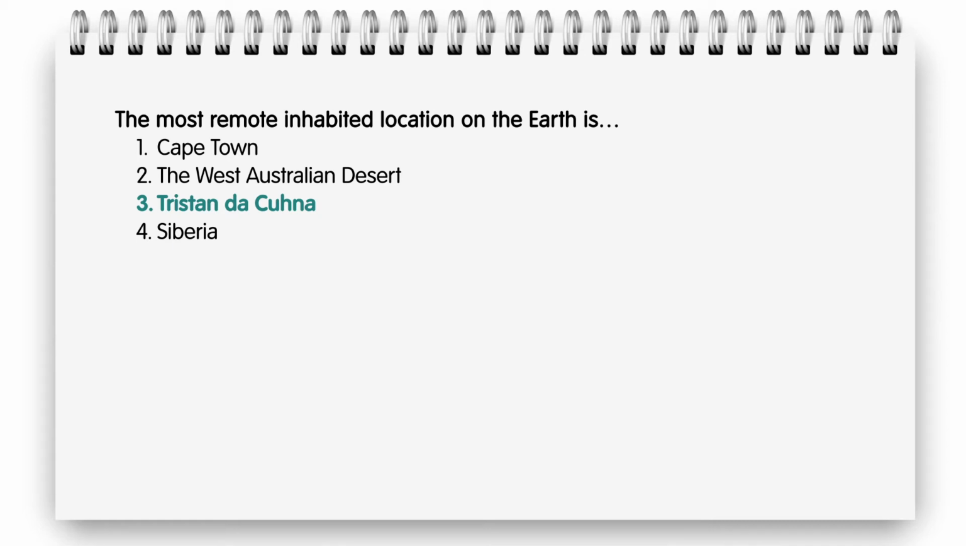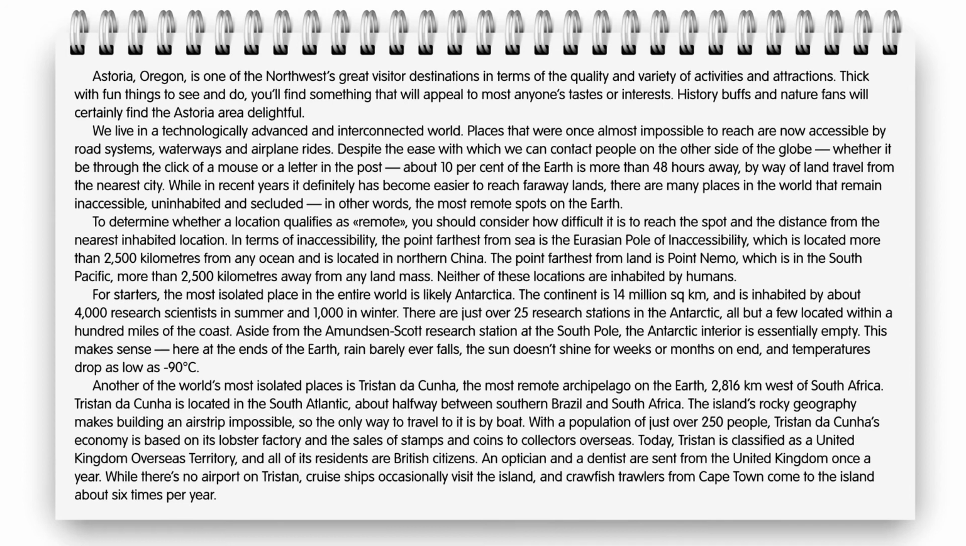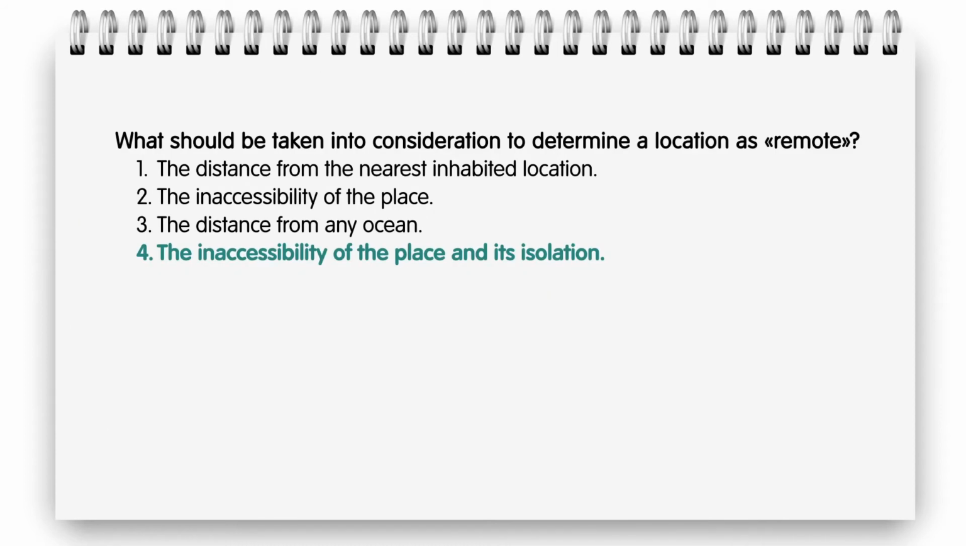Now, let's scan the information for the second question. In one of our paragraphs, we have stated explicitly, to determine whether a location qualifies as remote. We have determine, location, and remote all in one sentence. That probably means we're in the right place. And they follow it by saying, you should consider how difficult it is to reach the spot and the distance from the nearest inhabited location. We're given two rules exactly. So the answer here, when we look back at our options, is clearly number 4.